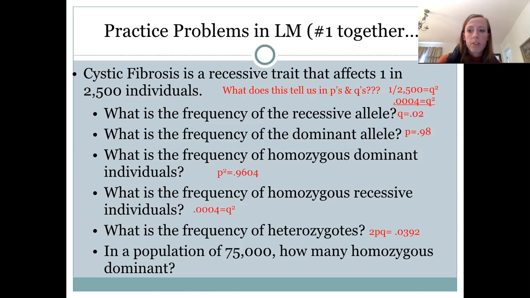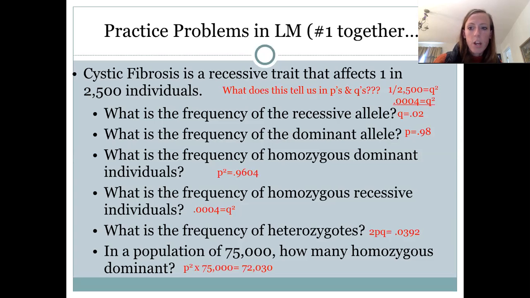So now we have the frequencies in a population, but we don't know what this means in terms of numbers of actual people because up to this point we didn't know the population size. Say you have a population of 75,000 people. All you have to do now to figure out the number of people for each of these genotypes is to multiply 75,000 by each of the different variables. If you want to know homozygous dominant individuals, you look at your p squared, which is 0.9604, and multiply that by 75,000. That's the number in the population. So you should get that 72,030 people are homozygous dominant.